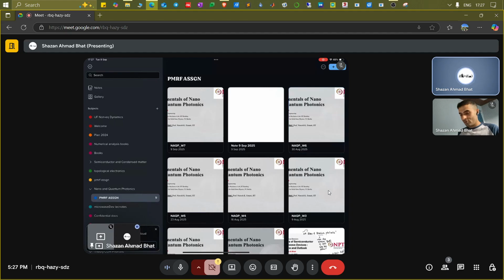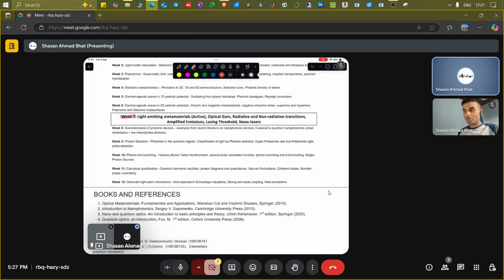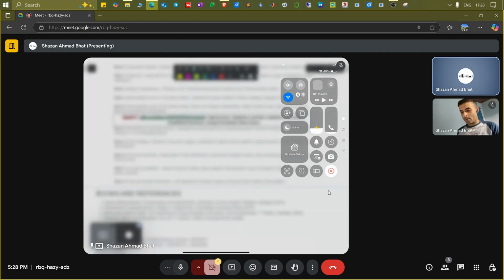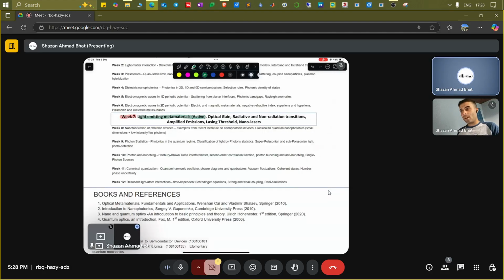And now what we are going to see today is week 7. We're moving into week 7. What we are going to study today is light emitting metamaterials, but these are active metamaterials. What I mean by active is that they can amplify your signal. Instead of just having absorption, they can amplify the signal up to a certain value, just like your transistor does. If you give a certain signal to a transistor, you get the amplified signal, by whatever process you might be knowing.